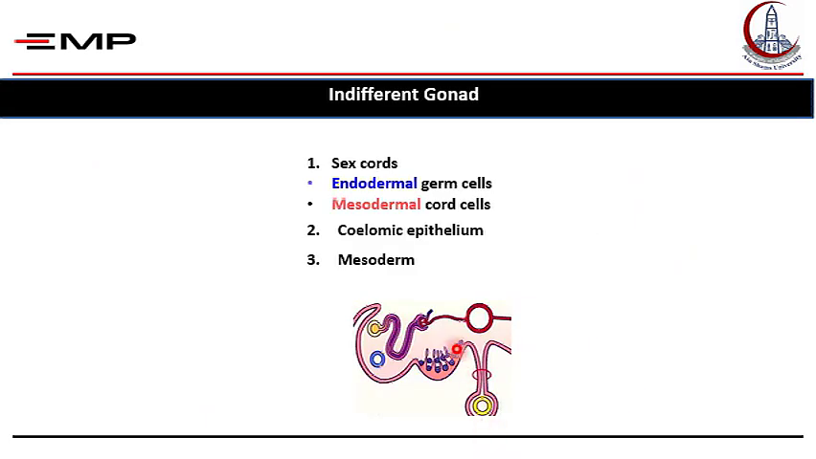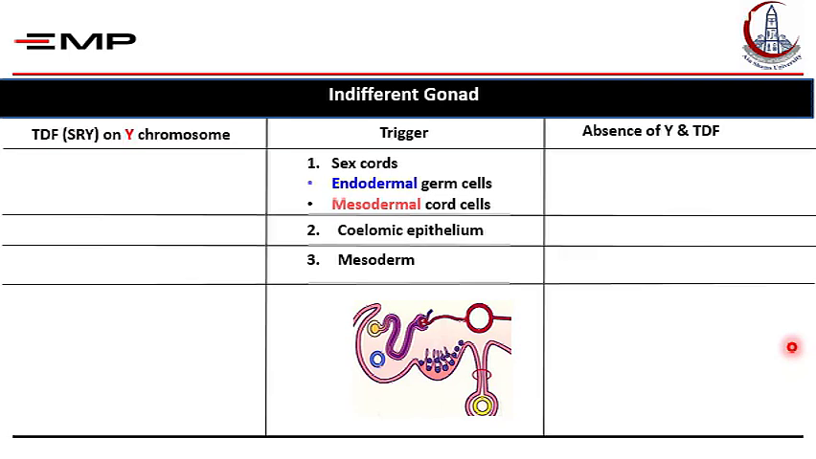Now, these are the 3 components of the genital ridge, which lies between the mesonephros laterally here and the mesentery medially here. These are the sex cords made of 2 components of cells, endodermal germ cells and mesodermal cord cells. And this is the intervening mesoderm. Now let's see how they develop into testis in the male and ovary in the female.